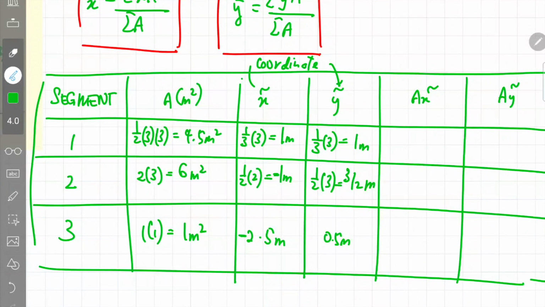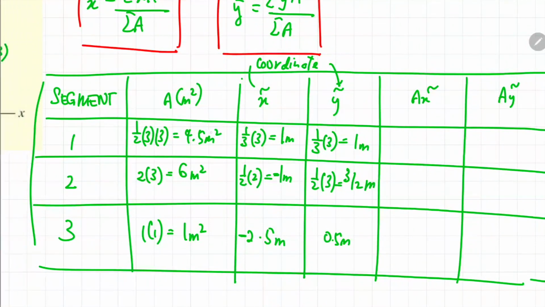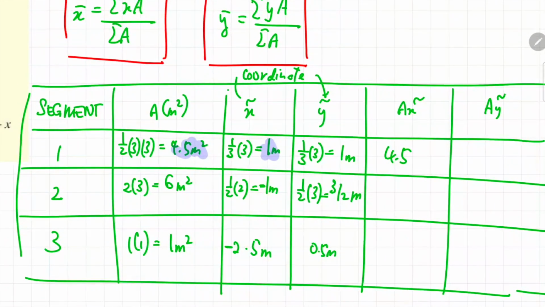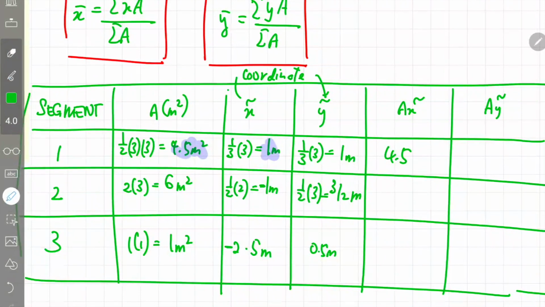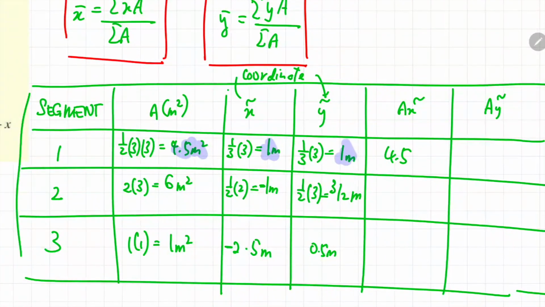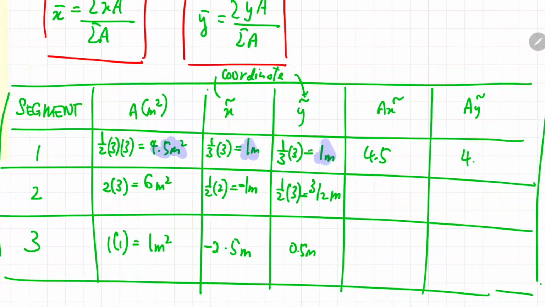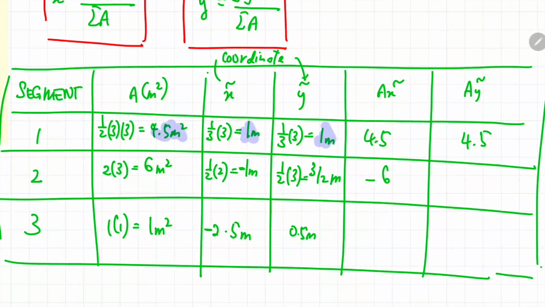So A multiplied with the x curve, which is 4.5 multiplied with 1, you will get a corresponding value of 4.5. The same goes for the fifth column, whereby you multiply the A with the y curve of 1 meter. So the answer would be 4.5 as well. Then you just quickly fill up the remaining rows with the multiplication of area to its respective coordinates.